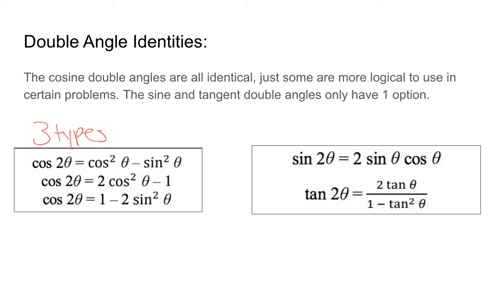Now, we have one sine and one tangent. The cosine ones you will see more often be used. And then we've got obviously the sine and the tangent. There's one option of each.